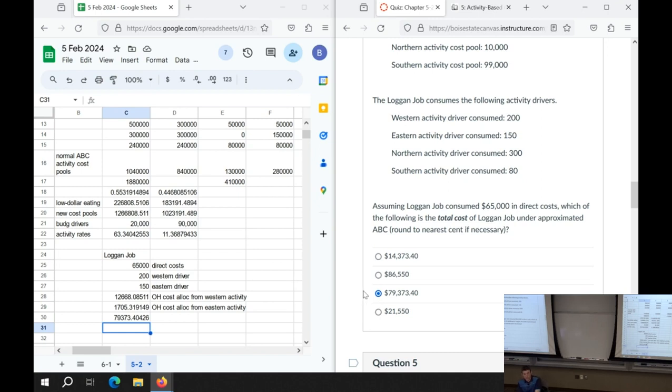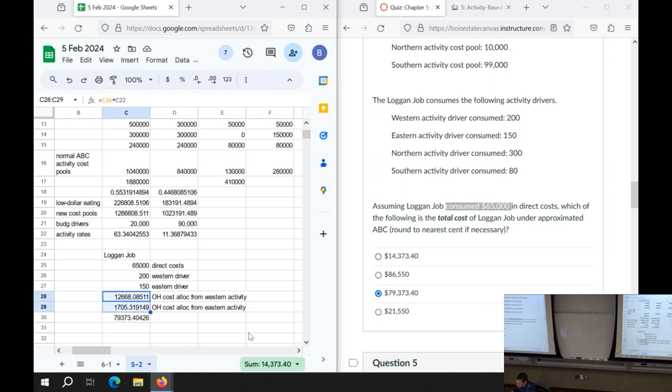So one heartening thing about this is looks like I'm confirmed in the fact that I see a $65,000 difference between this one and this one. That's good. Means I've included the $65,000 and the professor, that mean old professor, was trying to tempt me with one that did not include it, which is just the overhead cost. Nope, don't pick that. It's asking for total cost. Total cost of login job.